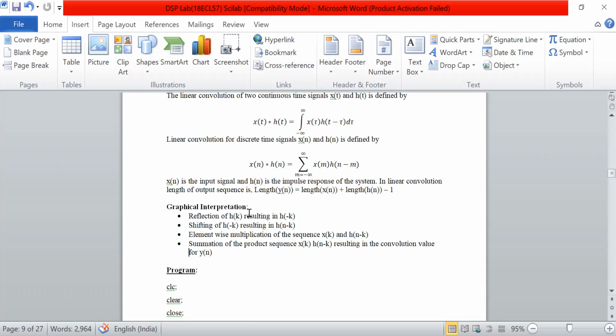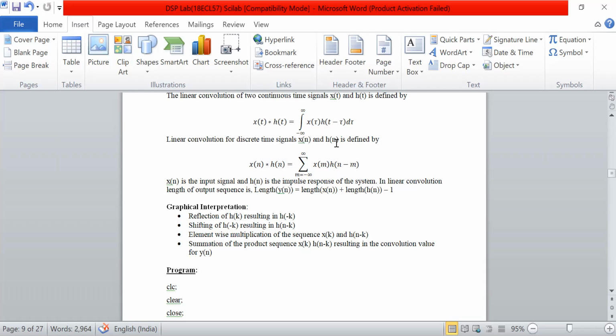That means in convolution we are doing 4 operations. First we do the reverse of h of k, that is folding the signal. Then the folded signal is shifted; the second operation is the shifting operation. Then we get h of n minus k. Then we multiply each value of h of n minus k with x of k, by varying the value of k. Then we take the summation of all the multiplied values. Therefore, we are doing 4 operations in the convolution: first reflection, shifting, then multiplication, then the summation. This is the theory regarding this.